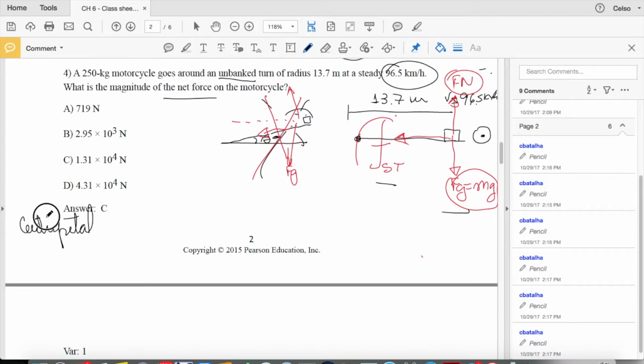Centripetal force is not a new force we are studying, okay? It's not like tension, or spring force. It's not like gravity. It's not like a normal force. It's not like any of those, right? So what is centripetal force? Centripetal force is the net force.